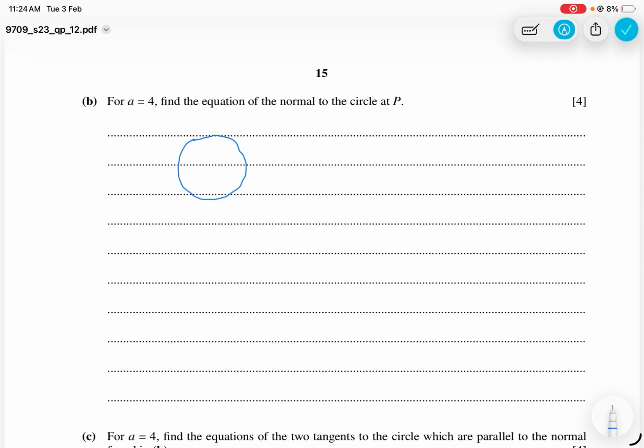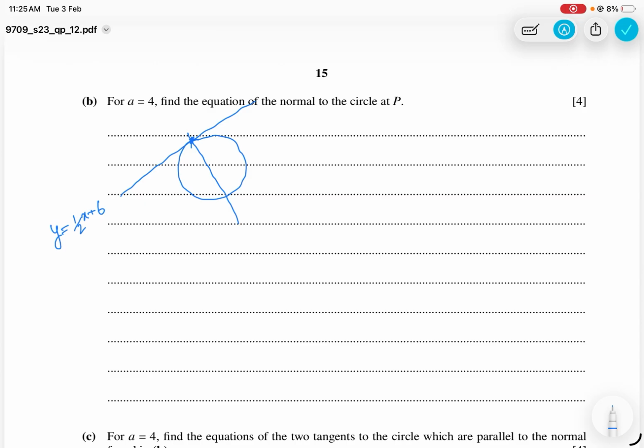Yes, so this is a circle. There is a point over here, and there is a tangent. So this is our tangent, and the equation of this tangent is y equals half x plus 6. Now there's a normal at this point.